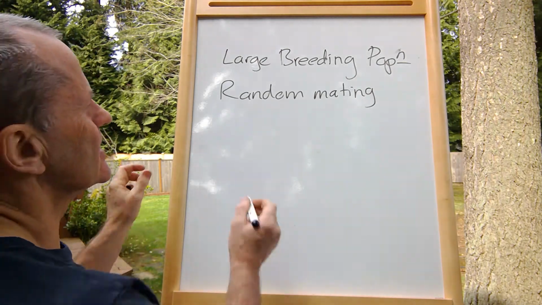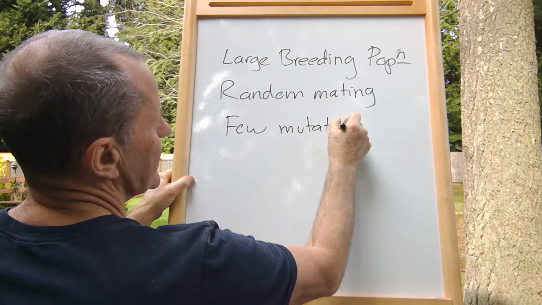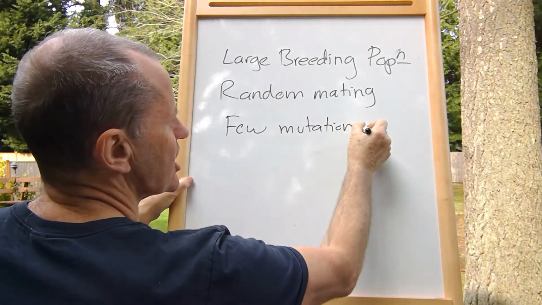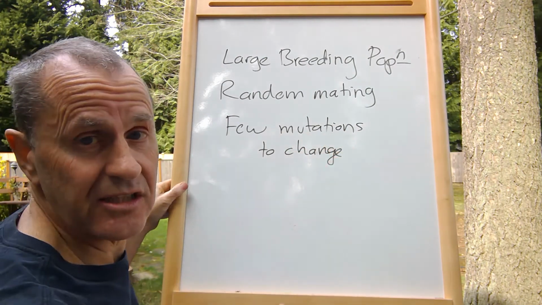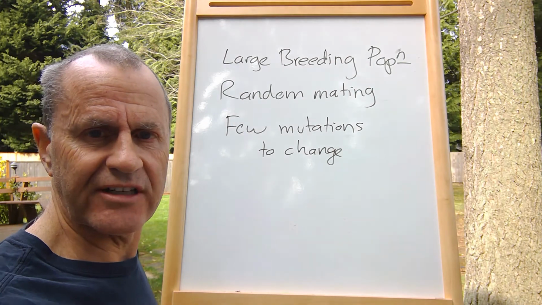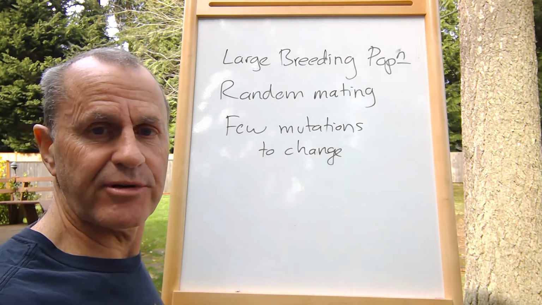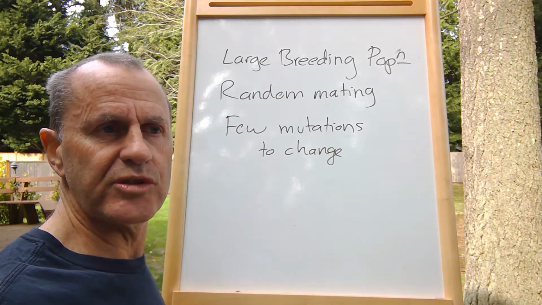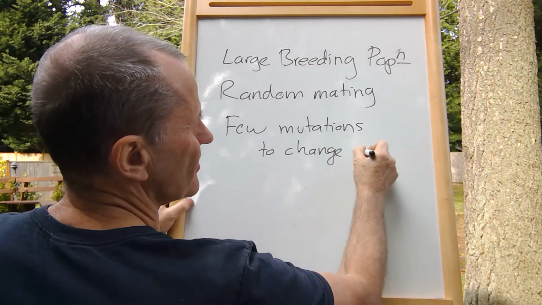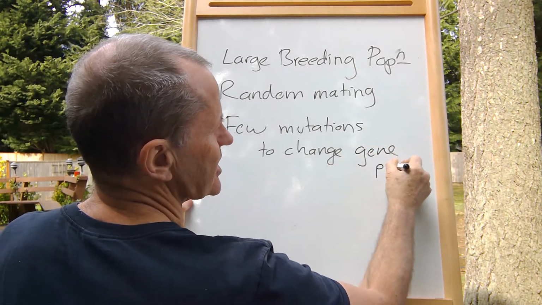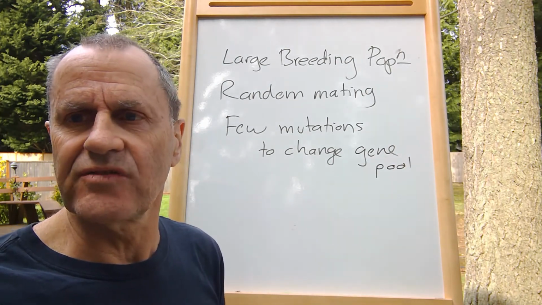The next thing is not much in the way of mutations that are going to change the gene pool. If there is a huge rate of mutation, such as in the current coronavirus outbreak, then that's going to change the gene pool rapidly and probably skew selection towards one particular strain, as it has done with the coronavirus. But if the gene pool isn't changed much over time, then this is going to favour the conditions that we're going to look at in the next video.